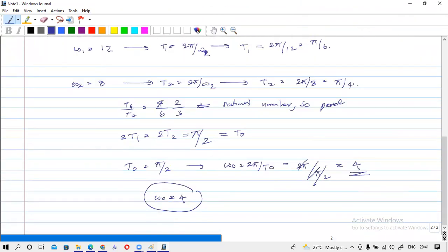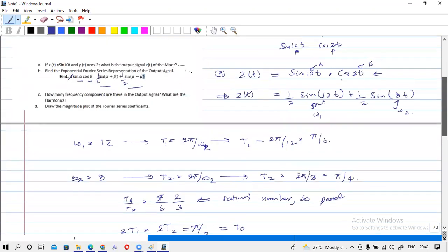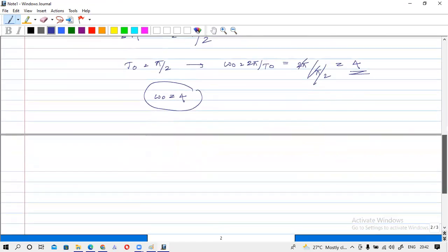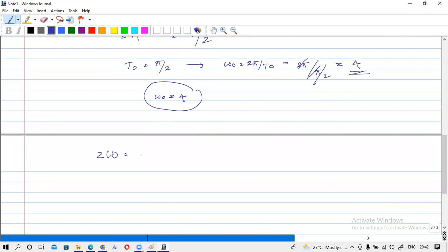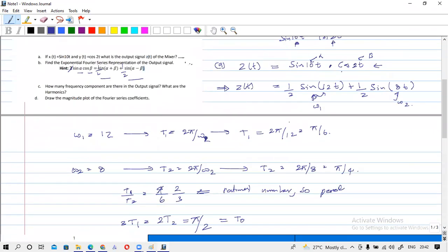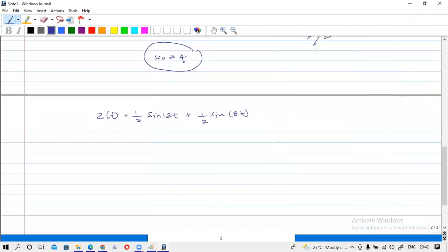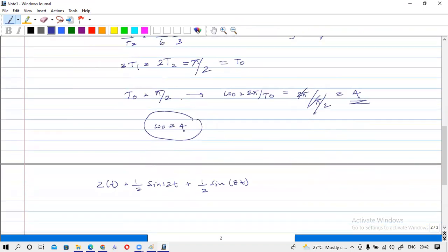Okay, so let's write these terms as complex exponential terms. I will write it again here. We said x(t) is equal to half sin 12t plus half sin 8t. So this will be your signal, 12t plus 8t. Using the Euler formula, you already know the Euler formula.